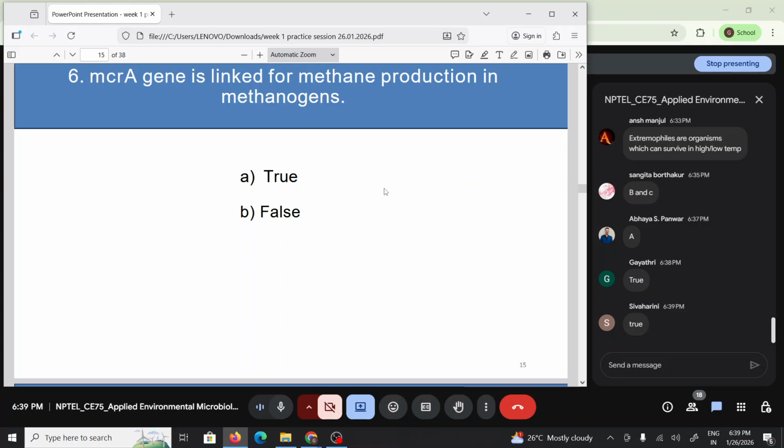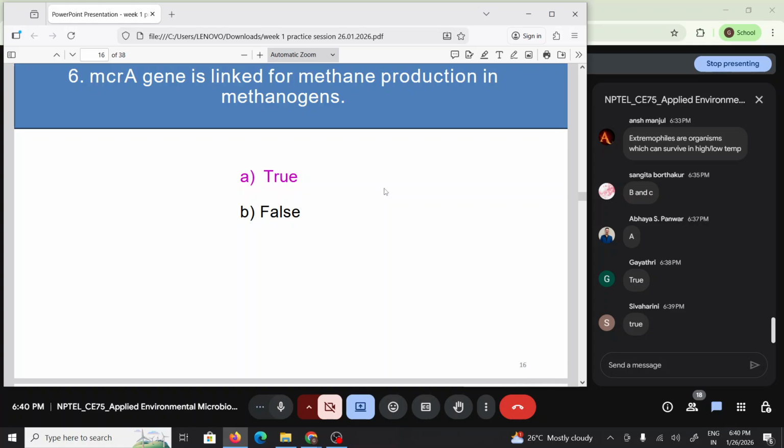So this was purely a memory-based question, and many of you may or may not know the answer. It is true that the mcrA gene is linked with methane production in methanogens, and you will come across this particular gene example in quite a few places in the lectures, and that is why I wanted to reiterate this question here, so that you can relate it and have it in your mind whenever you come across it. It is one of the most commonly cited examples in any environmental microbiology related topic.